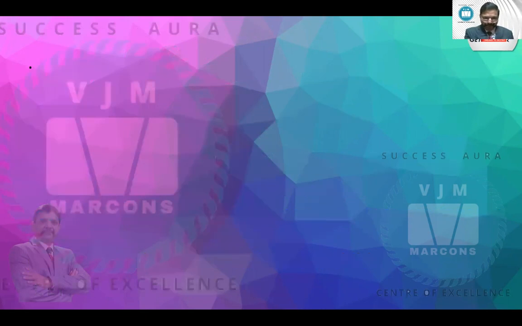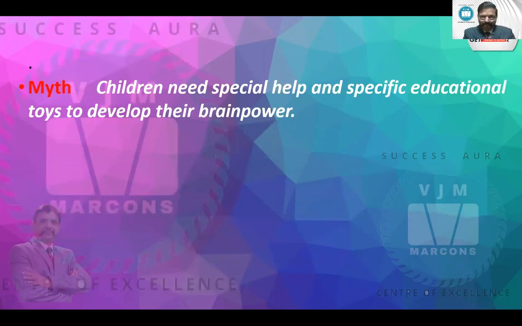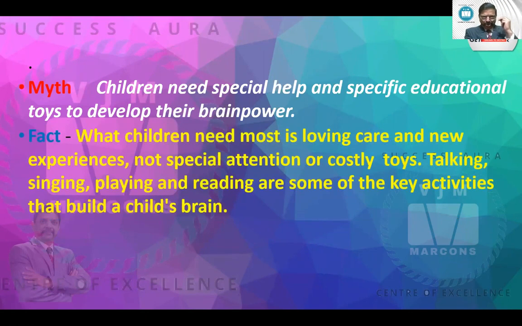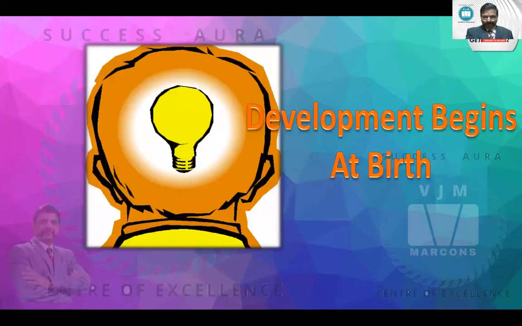Let us go over one more myth. Children need special help and specific educational toys to develop their brain power. The fact is, what children need the most is loving care and new experiences, not special attention or costly toys. Talking, singing, playing, and reading are some of the key activities that will build the child's brain. Ladies and gentlemen, development begins right at birth and even before birth.